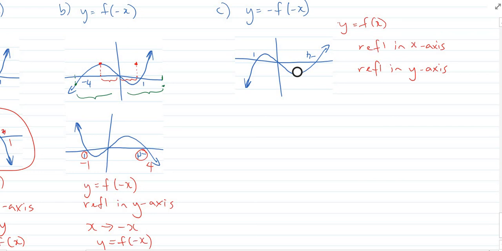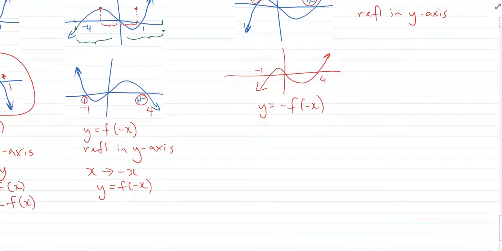And so now we see our 1 over here should be a -1, because the axis doesn't flip, just the curve flips, and this should be a 4. So the graph is like this. And that's y equals negative f of negative x.